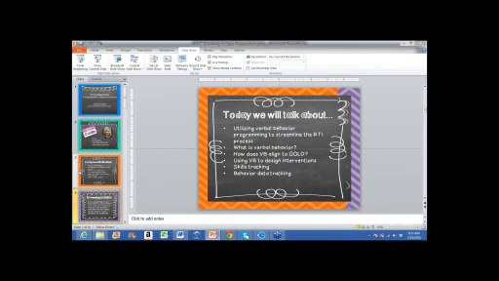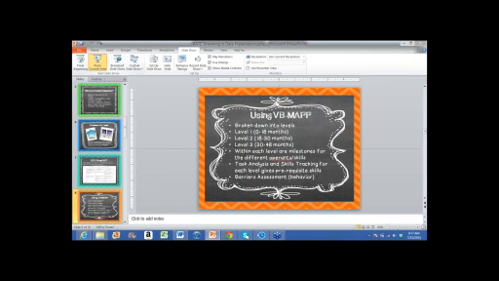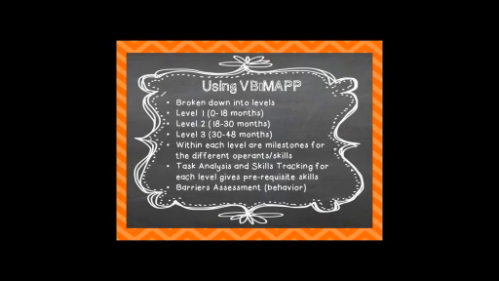Coming back over here, the VB-MAPP is broken down into levels. You've got 1, 2, and 3, and it goes from 0 to 48 months, so pretty much the same as what you're looking at in Teaching Strategies GOLD in a preschool environment. Within each level, you find milestones for different skills and operants. Like I was just going through, classroom routines and group skills is a skill in level 2. It's not a skill in level 1 because level 1 is 0 to 18 months, and it's not really appropriate to have those group skills with such little ones.